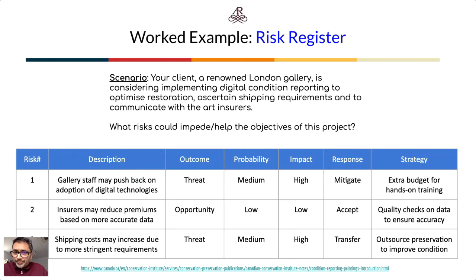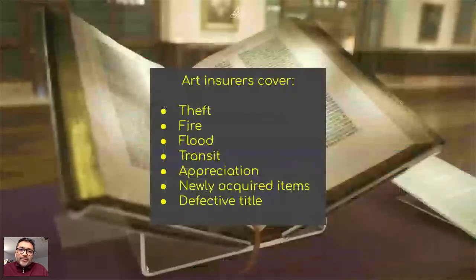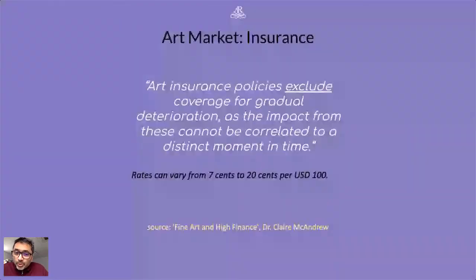the condition. Okay, so art insurers typically cover things like theft and fire and flood and transit, but also other topics such as appreciation, newly acquired items, and defective title. If you look at a couple of quotes, this is one from Dr. Claire McAndrew, as we saw in the first slide. Art insurance policies exclude coverage for gradual deterioration, as the impact from these cannot be correlated to a distinct moment in time, and the rates can vary from 7 cents to 20 cents per $100.